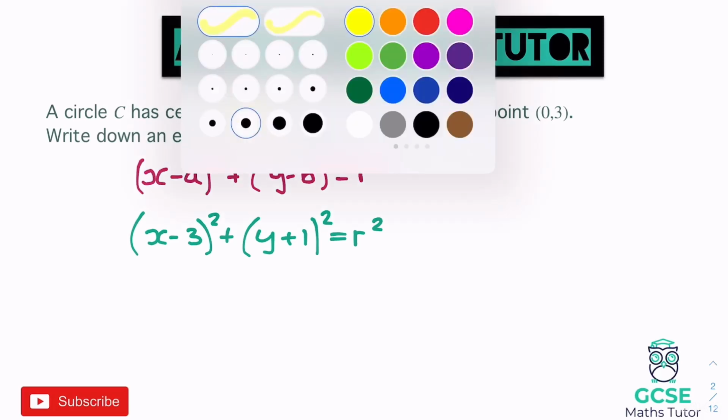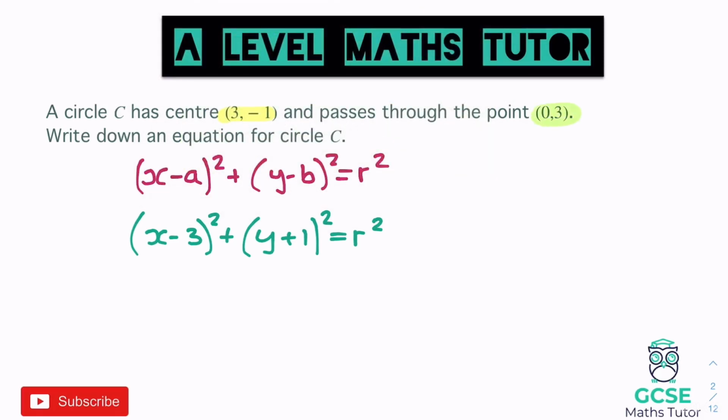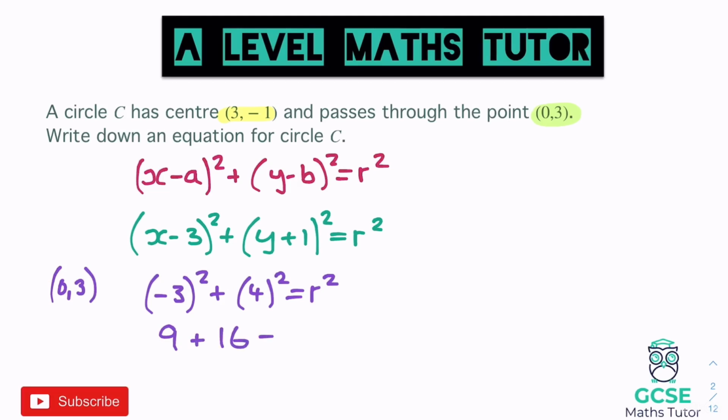Now, the other way of finding our radius here is we can just plug this coordinate in. We can just plug that into that equation, and it will tell us what r squared is. So if we slot that in, 0, 3, we get (0 − 3) squared, so that's just minus 3 squared. We've got (3 + 1) squared there. 3 plus 1 for our y coordinate is 4, so 4 squared, and that's going to tell us our value of r squared. So negative 3 squared is 9, 4 squared is 16, and add them together is 25. And there we go, that is our value of r squared.